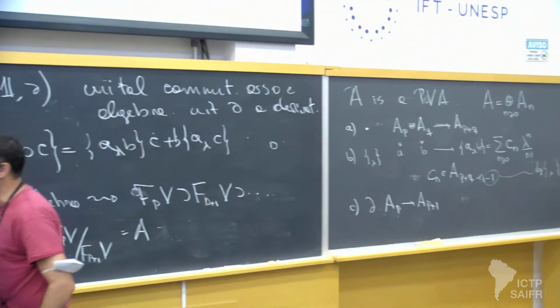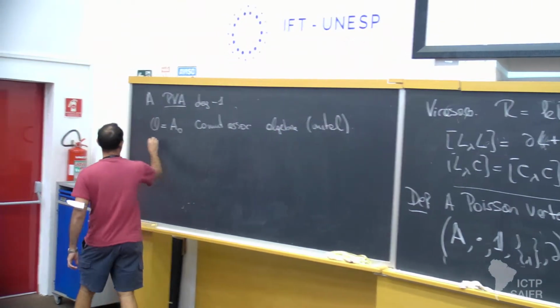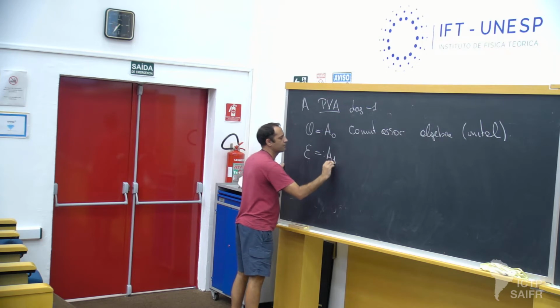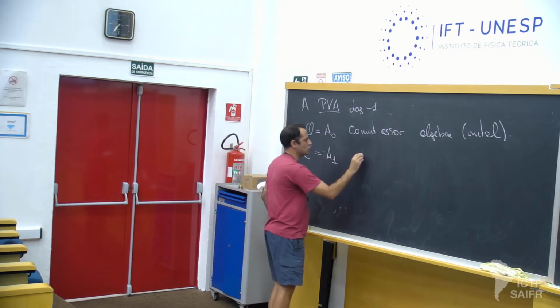What happens in degree 1? Let's take my E to be whatever I have in degree 1. And this is, first of all, a module. It's an O-module.